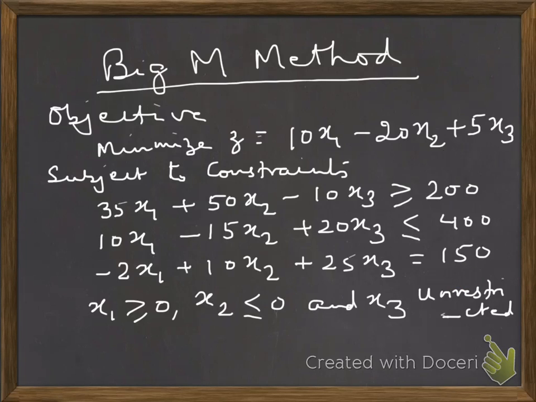So we have all three types of constraints here: greater than equal to type, less than equal to type, and equal to type. And for the decision variables x1, x2, x3: x1 is greater than equal to 0, that is non-negative. x2 is non-positive, it has to be less than equal to 0, and x3 is unrestricted, it can take any value.